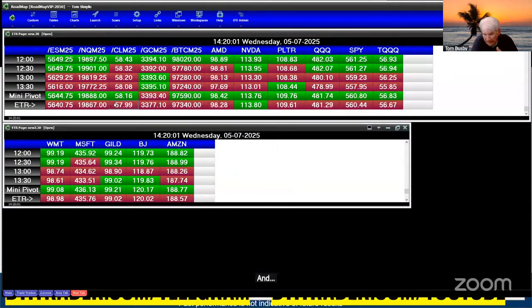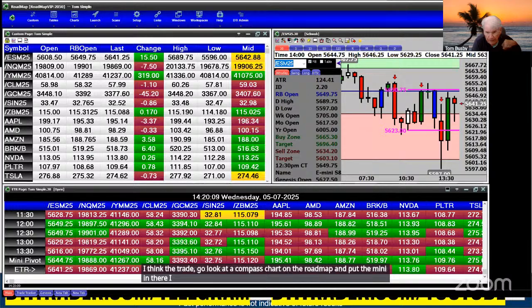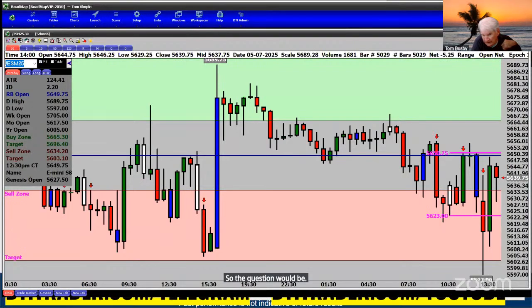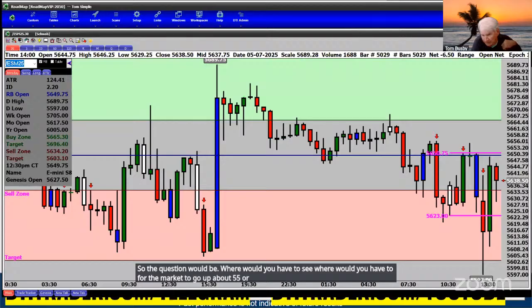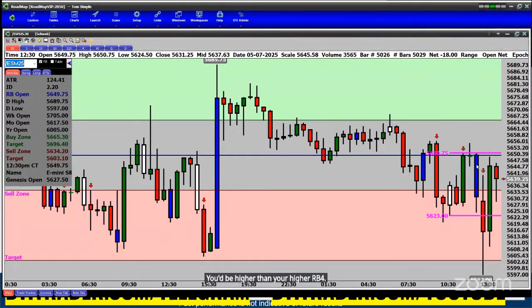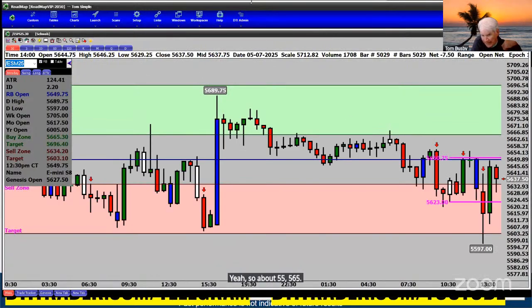I think the trade, go look at a compass chart on the roadmap and put the E-mini in there. I think the trade is going to be a long. So the question would be, where would you have to see for the market to go up? About 55 or 56? Is that where you'd have to see, Jonathan, to clear all that overhead resistance? You'd be higher than your RB4. Yeah, 50 was RB4's high. Yeah, so about 55, 56 would take you up. If you got higher than 66, you got a big route, okay?